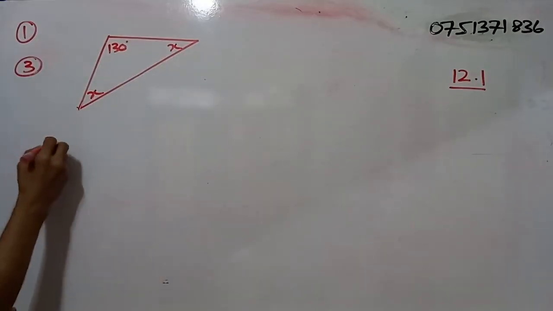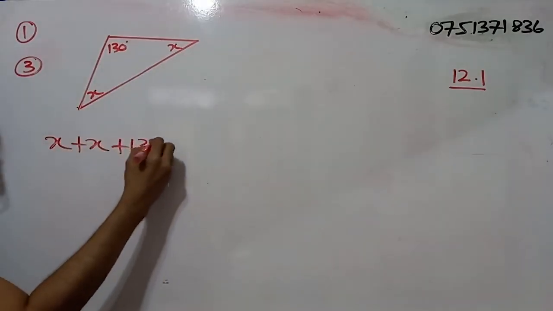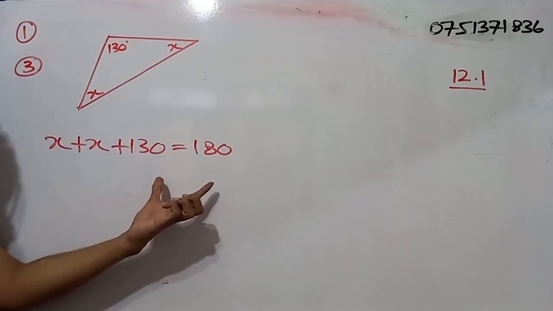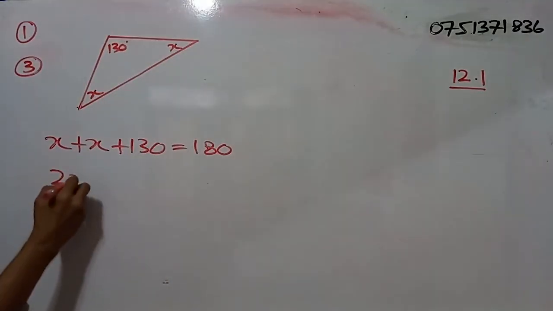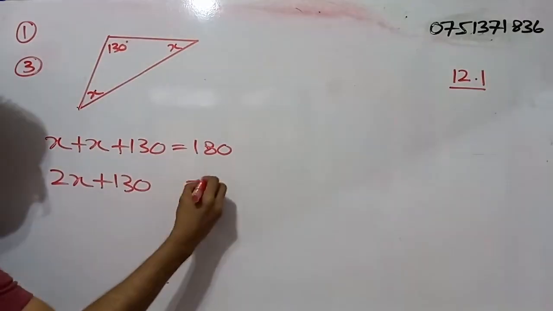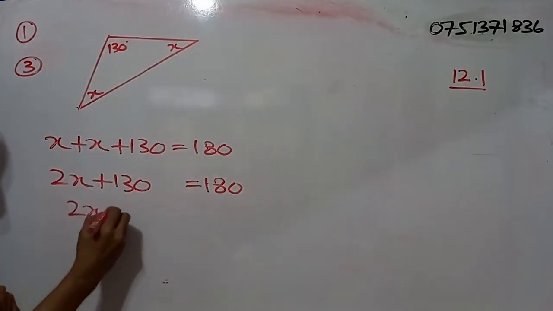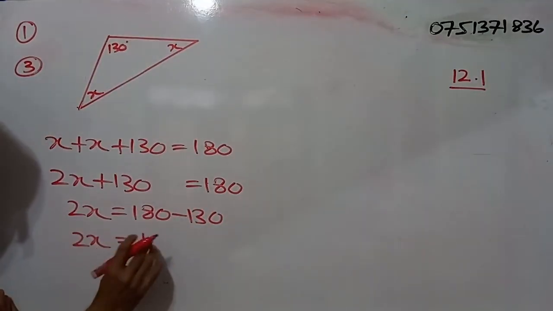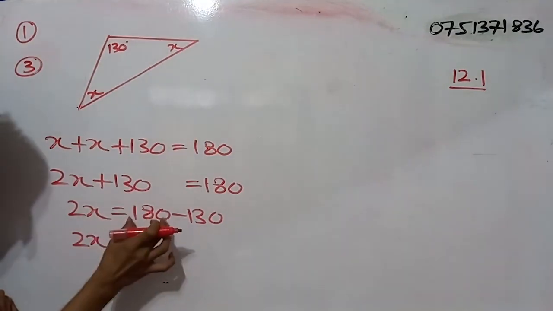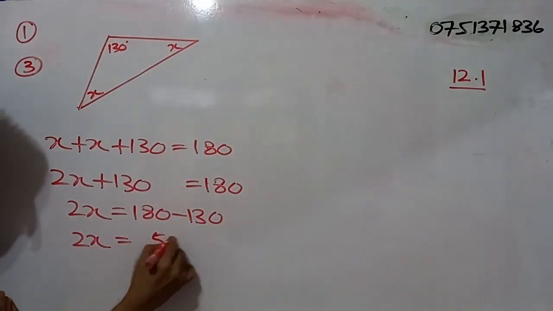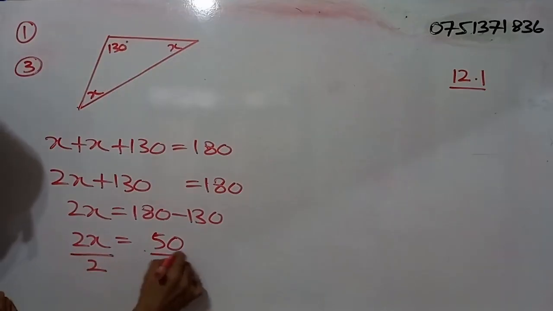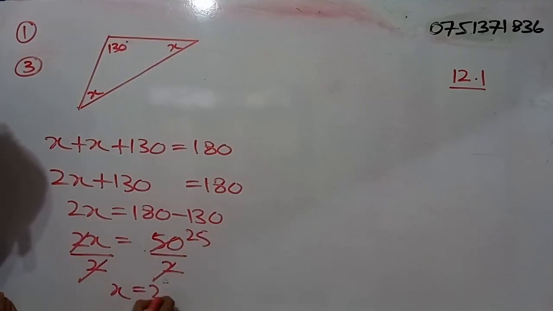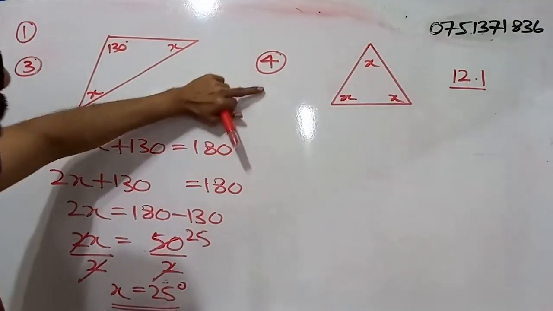So just as before, x plus x and 130, that is equal to 180. What is the reason? Sum of internal angles of a triangle. X plus x, that is 2x, plus 130, this is equal to 180. 2x is equal to what? 180 minus 130. What is that? 50. So we have to divide this side by 2, do the same thing to the other side. So we get what? 25. So the magnitude of x is what? 25. Right, so part 4.